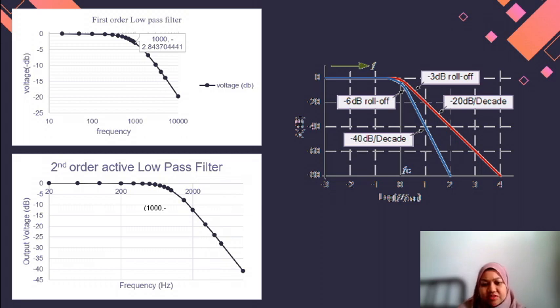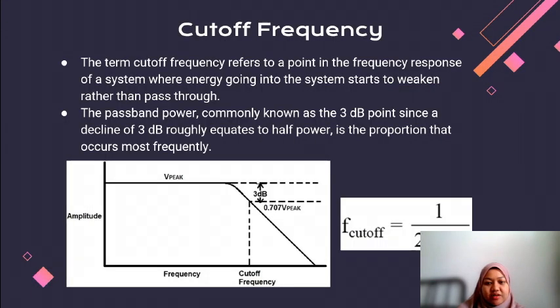The term cutoff refers to the point in the frequency response of a system where the energy going into the system starts to weaken rather than pass through. Passband is the band of frequency before the cutoff. So from zero and before the cutoff is the passband, and stopband is the band of frequency after it. So the frequency after the cutoff is the stopband.